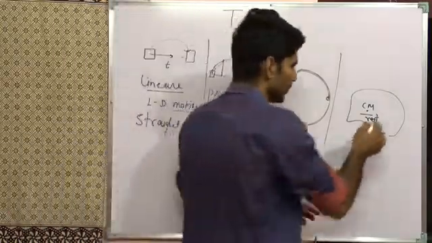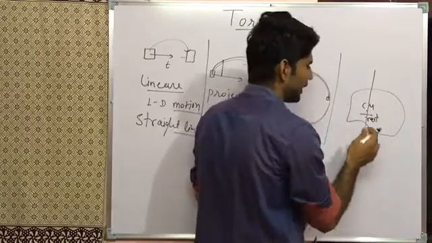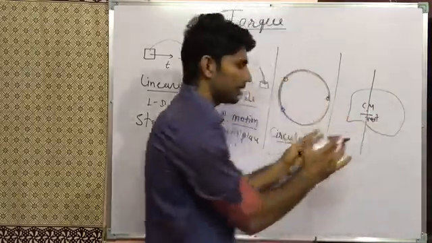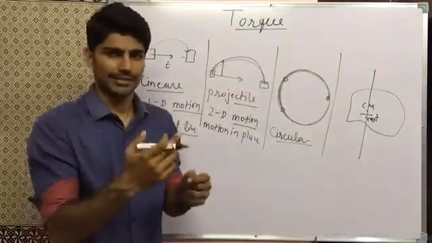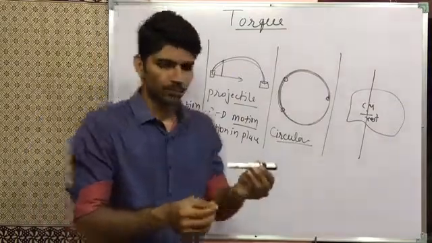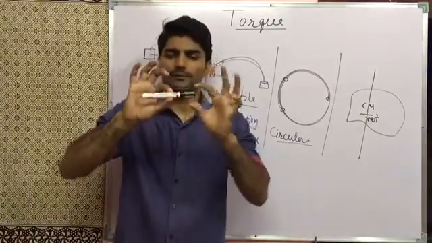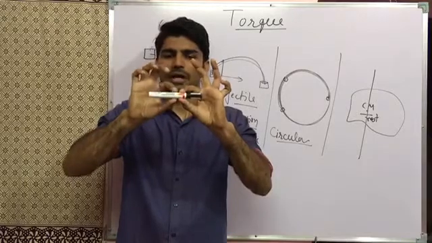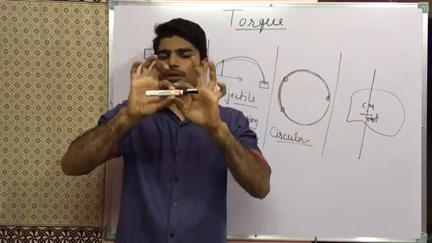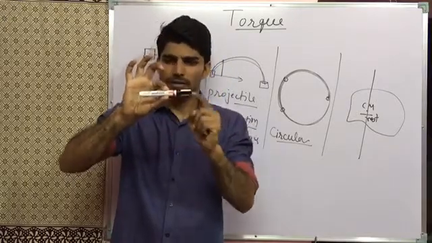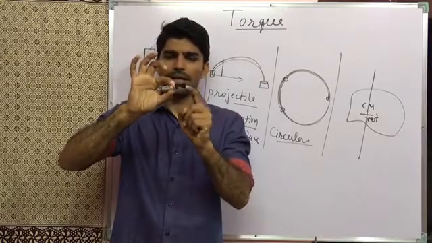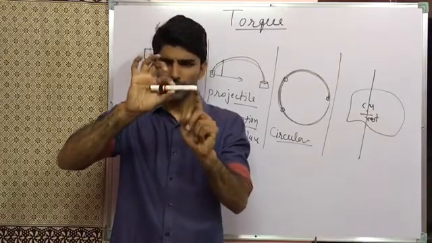How is it possible? Suppose there is an axis and our body is moving about this axis. Suppose that this is the body, or this pen, and here is its center of mass, and this center of mass is fixed between my two fingers, and it is moving in this manner.